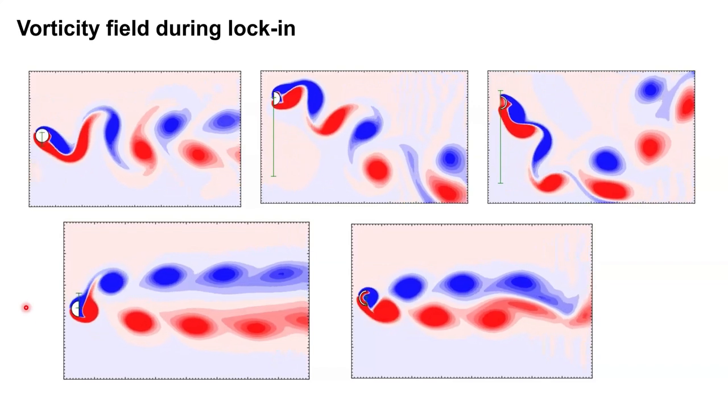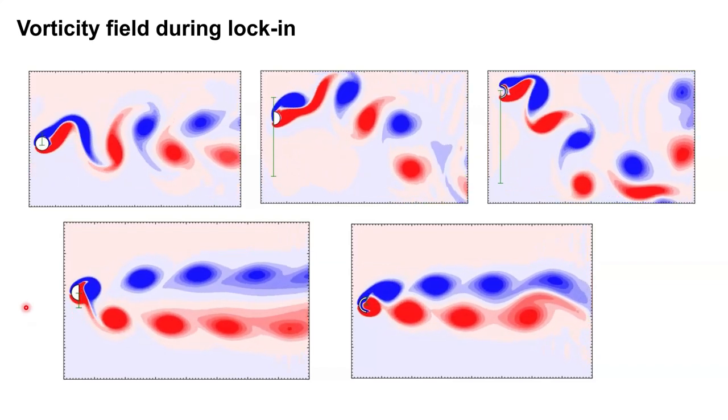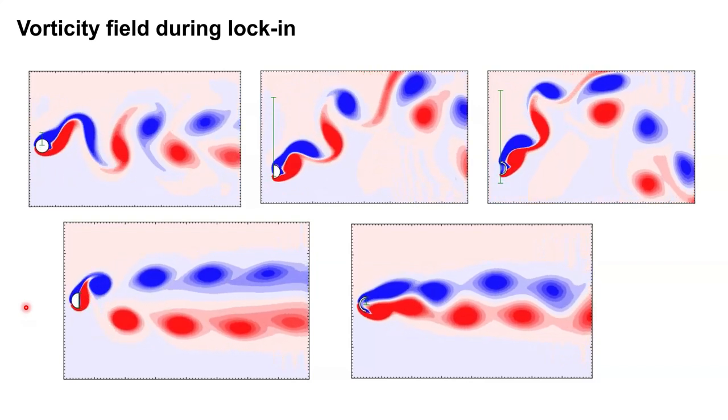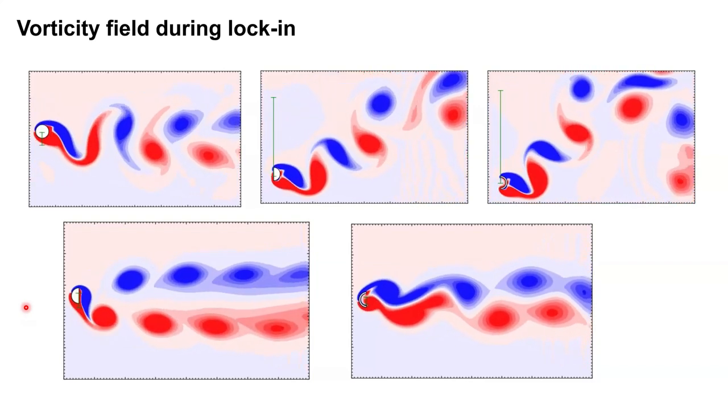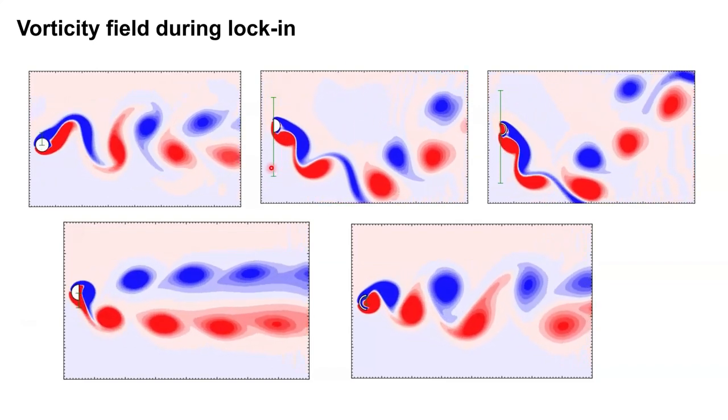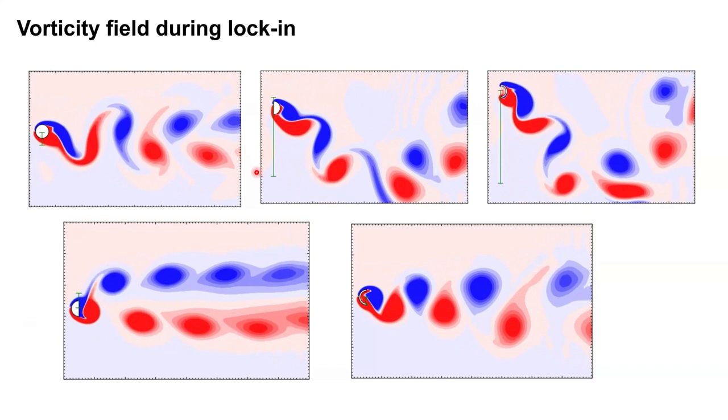So I plotted this vorticity field. By the way, this is an open domain. This is not a channel. And now you can see how the vortices are being created for the cylinder. This green arrow here is actually representing the displacement of the cylinder.